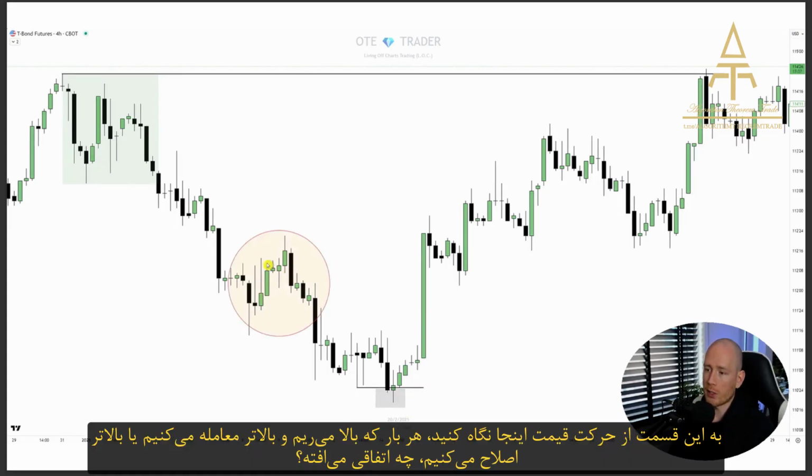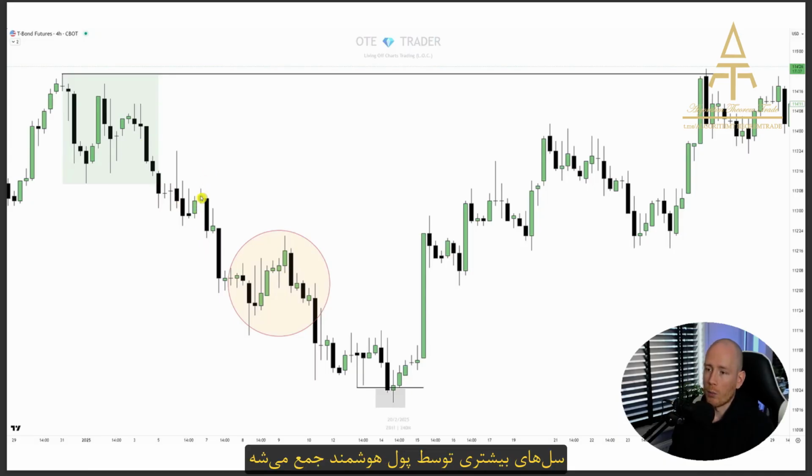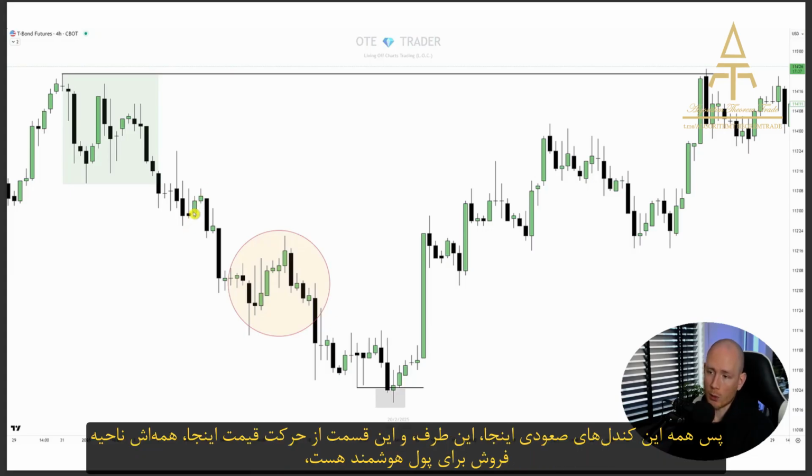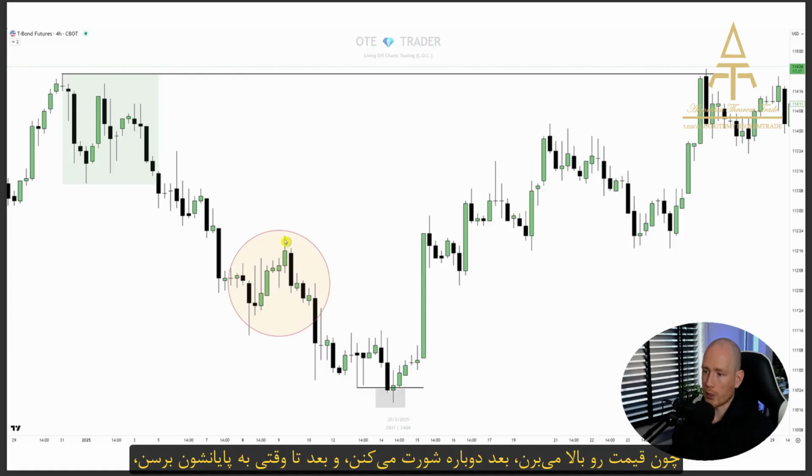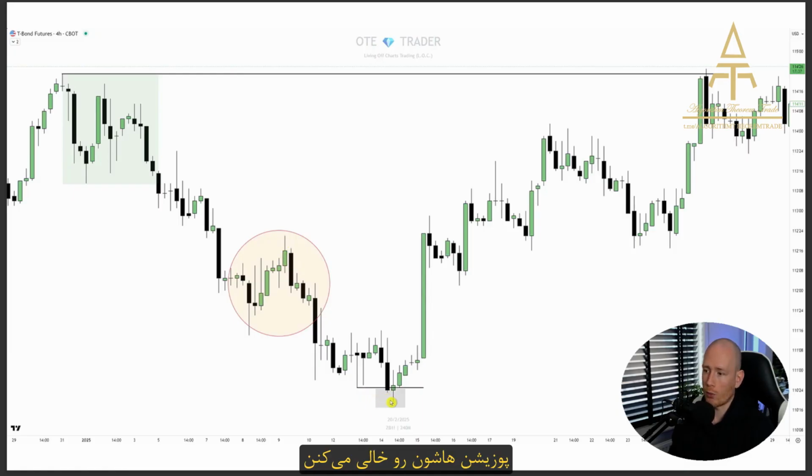Look at this piece of price action over here. What happens every time we go and trade up higher or retrace higher? There are more sells accumulated by smart money, right? So all these up close candles here, over here, and this piece of price action over here is all selling area for smart money, because they push up the price, then they short it again, and then until they reach their terminus, they will offload their positions.